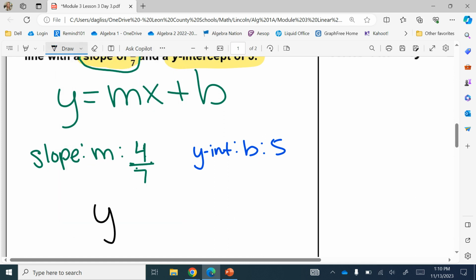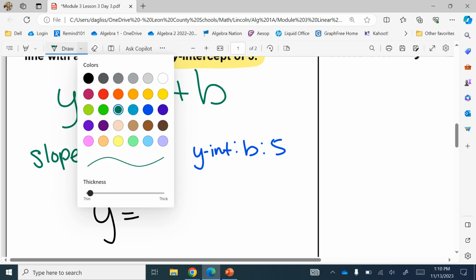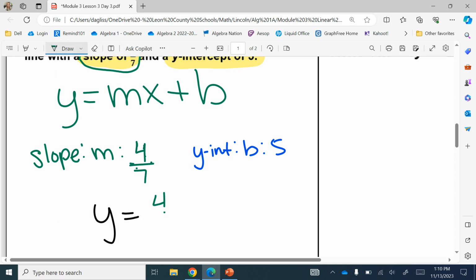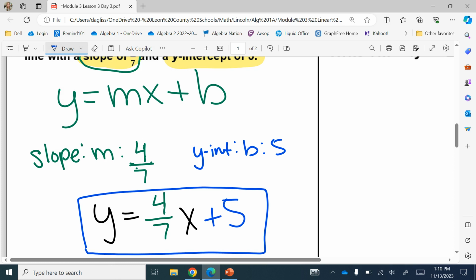So we're going to have Y equals M X and then my B, which is positive 5. That is our equation. You will never change your Y or your X. That's what makes it a function. That's showing you can find any point on the line by plugging in an X into this equation and getting the corresponding Y out of it.